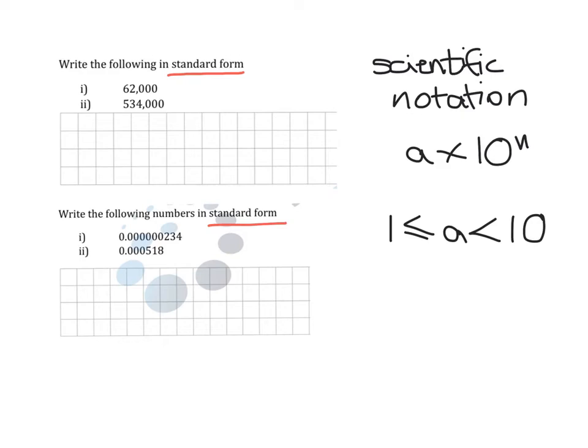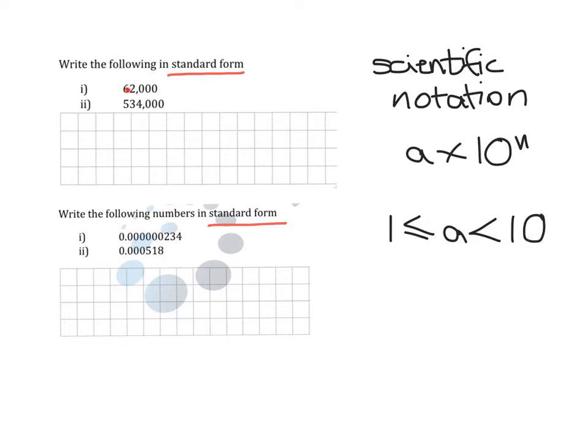Okay, so you could be asked to write numbers in standard form. Standard form is the very same thing as scientific notation, so you could be asked either one of those and it means the same thing. The really important thing here is to make sure that your number is between 1 and 10. So the number before the decimal place is between 1 and 10. It has to be less than 10. It can be equal to 1, but the number has to be less than 10.